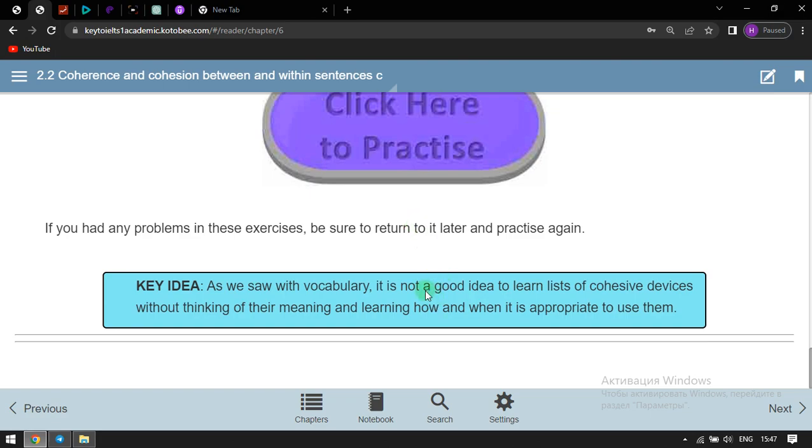Key idea. As we saw with vocabulary, it is not a good idea to learn lists of cohesive devices without thinking of their meaning and learning how and when it is appropriate to use them.